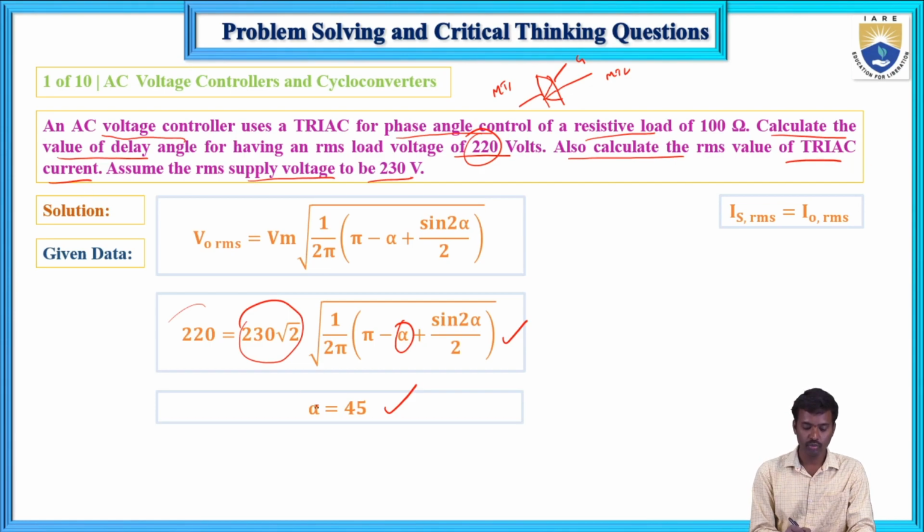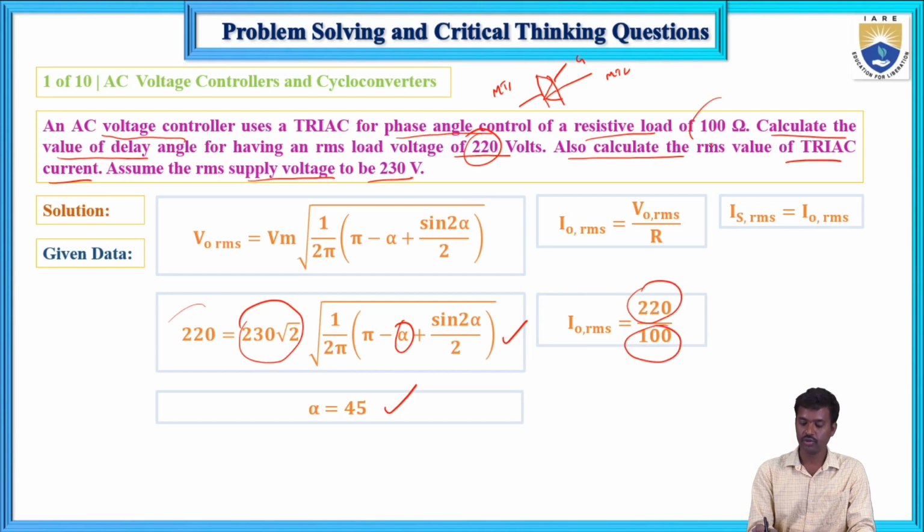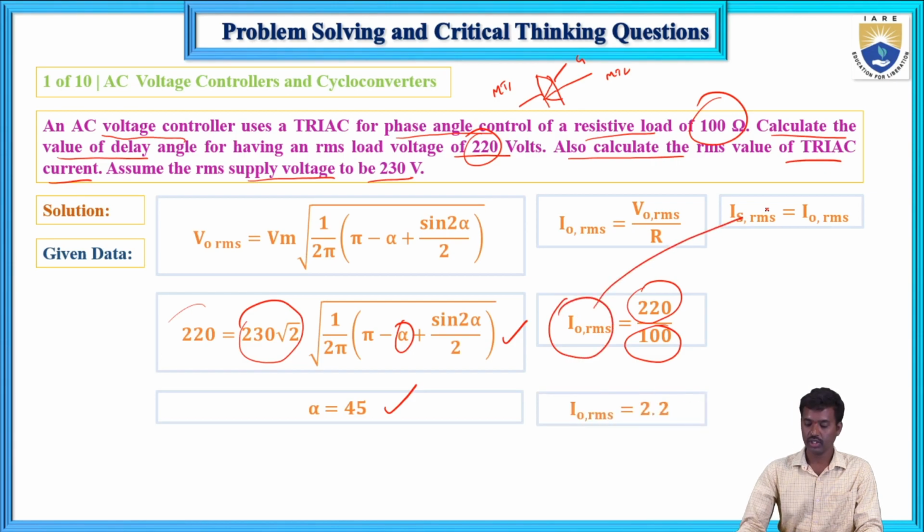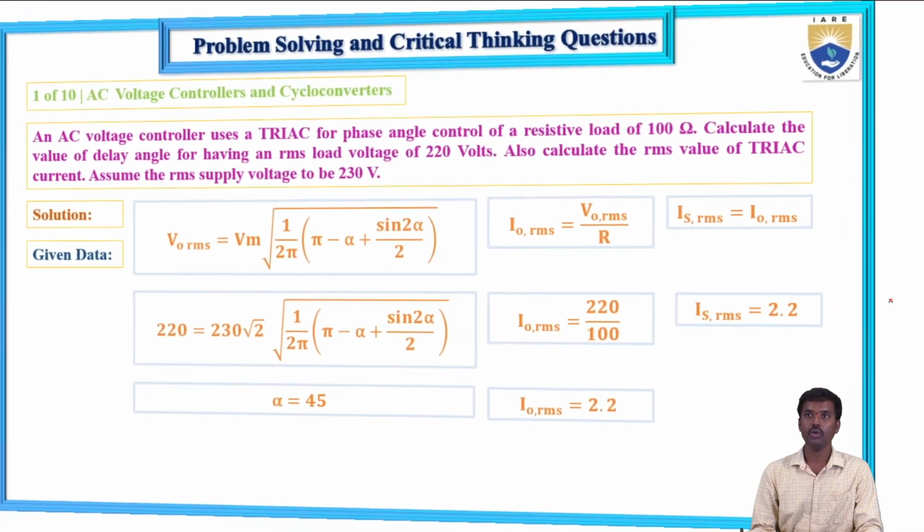Next, calculate the RMS value of the triac current. Here the source current equals the output current. The output RMS voltage is 220 volts, and 220 volts divided by the resistance gives the output current. This output current is the source current, that is, the RMS value of the triac current, which is 2.2 amperes.